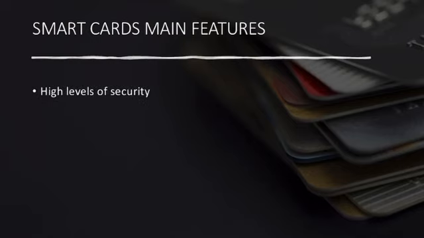The smart card uses encryption and other security measures to protect against unauthorized access to the data. The second one is convenience. A smart card can store a large amount of data and can be used for multiple applications, making them more convenient to the user. The third one is durability. Smart cards are made of plastic and other resistant materials, making them more durable than traditional paper or magnetic strip cards.